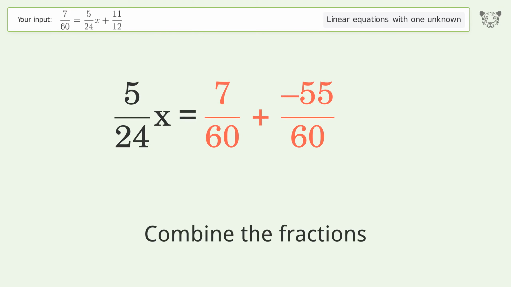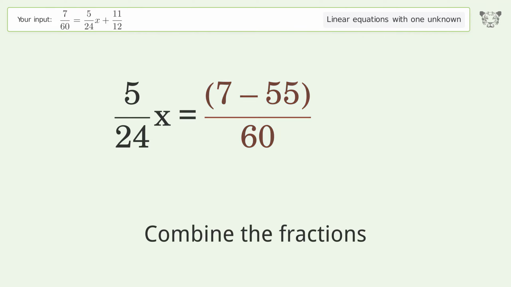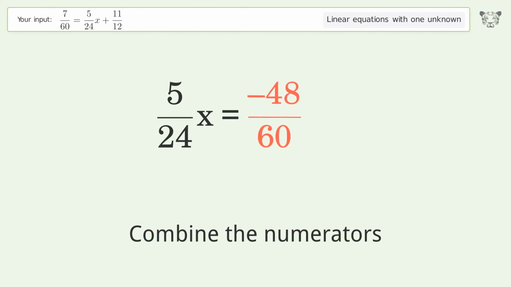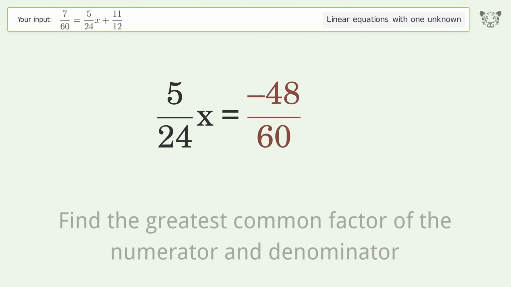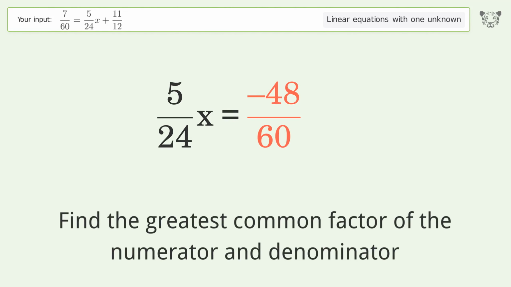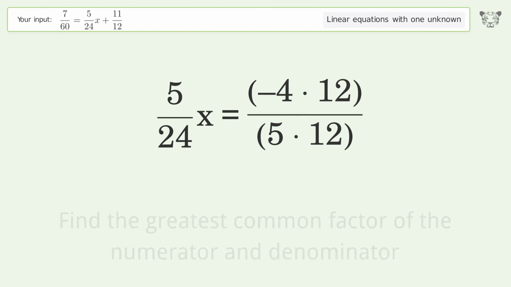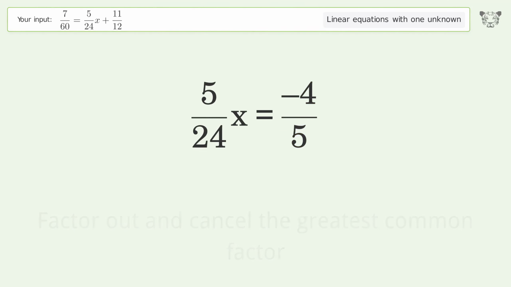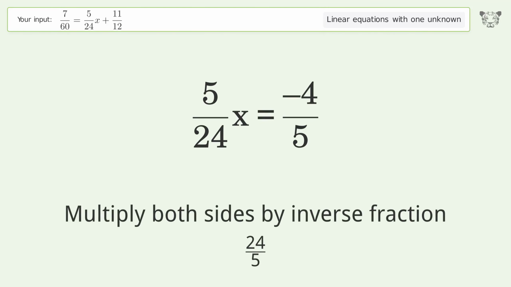Combine the fractions. Combine the numerators. Find the greatest common factor of the numerator and denominator. Factor out and cancel the greatest common factor. Isolate the x. Multiply both sides by inverse fraction 24 over 5.